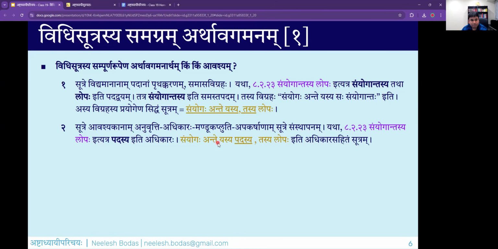Now in the second step, in order to understand or complete all the words of this sutram, we need to bring in adhikara, anuvrutti, manduka pluti and apakarsha. So sutre avashyakanam anuvrutti adhikara manduka pluti apakarshanam sutre samsthapanam kriyate. So you pick those words as it is.